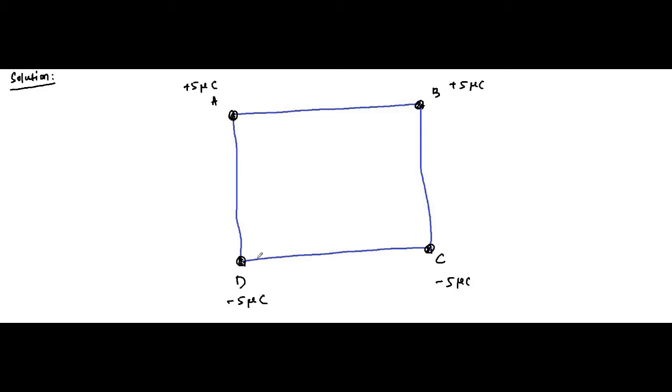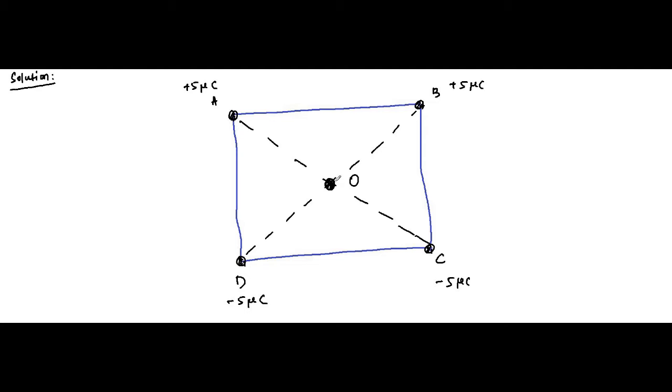So here let us join these diagonals through dotted lines because we'll need it. Okay, this is the center. Let's call it O. We have to find the electric field at this point, at the center.